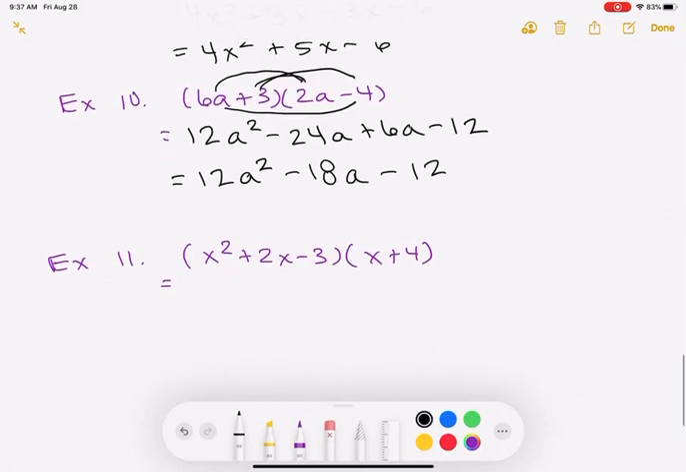All right, the final one for today. This one gets a little bit messy, okay? Because now we have these 3 different pieces, and there's not really an acronym to help you remember this one. You just want to find some way that works for you to keep track of multiplying everything by everything else. Okay, so go ahead and hit pause, give it a try, and then I'll show you what I do.